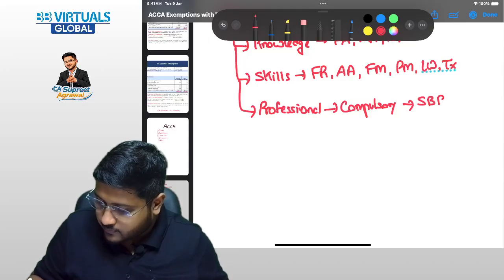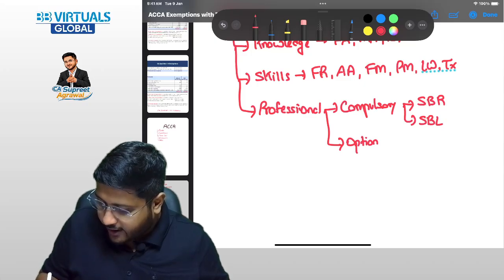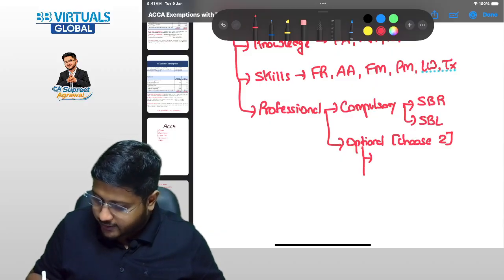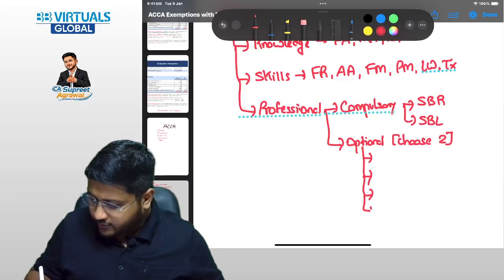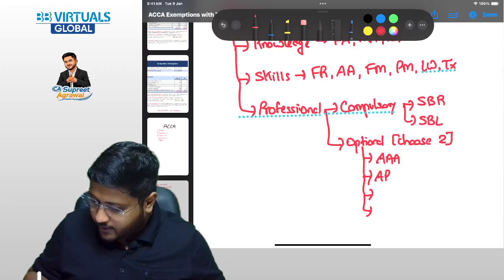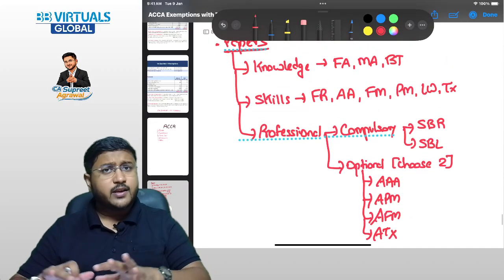Now when I talk about the professional level, there are two compulsory papers, which are SBR and SBL. And when I talk about the optional papers, you have to choose any two papers out of the four options that are available. Anybody knows what these four options are? These are AAA, APM, AFM, and ATX, correct? So this is how, in brief, the ACCA papers look.